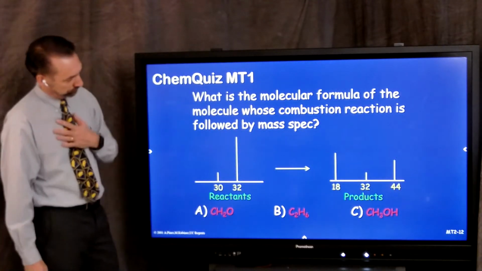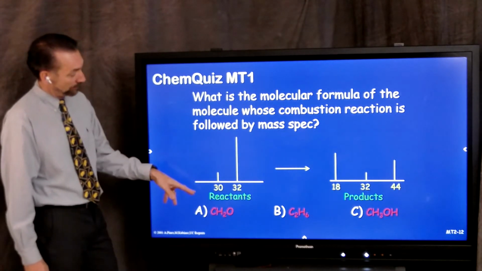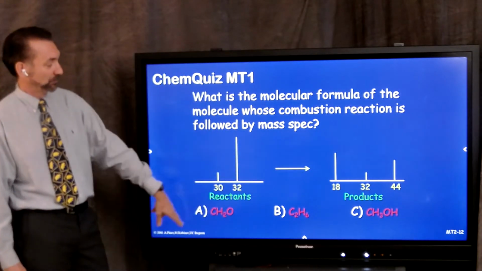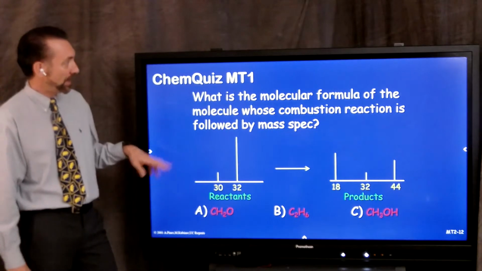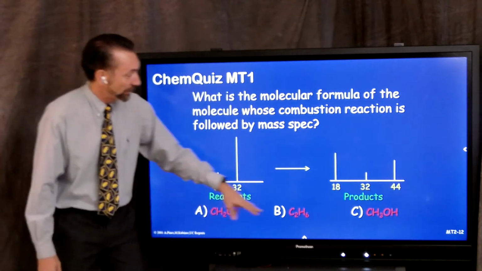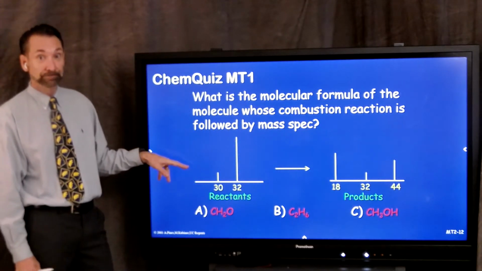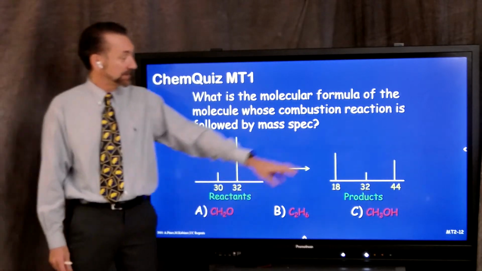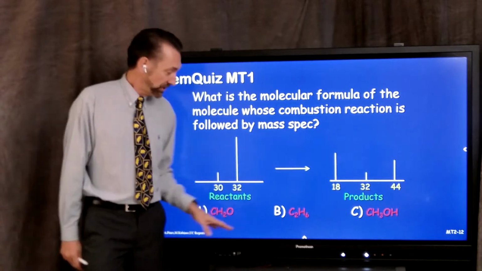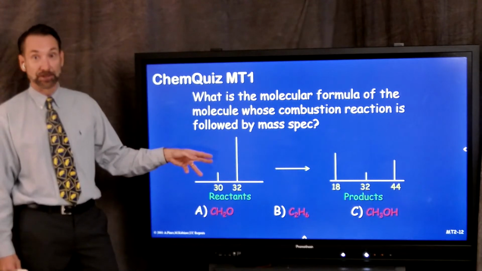So let's do a mass spectrum. We're going to take some reactants and make products. We have a molecular formula of a molecule. These are the possibilities. I'm going to react by combustion. Here are the reactants. Then I take the products, I run them through a mass spec as well. Which of these molecules was in the reactant mixture?